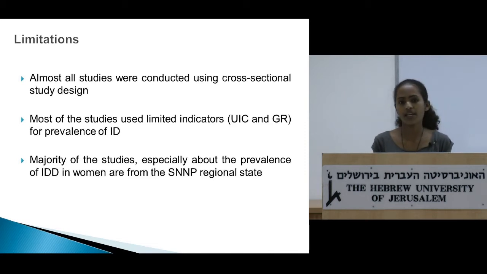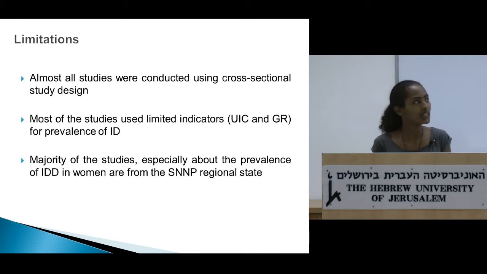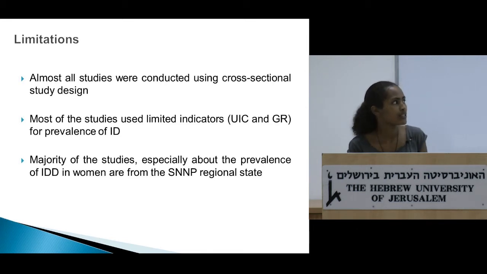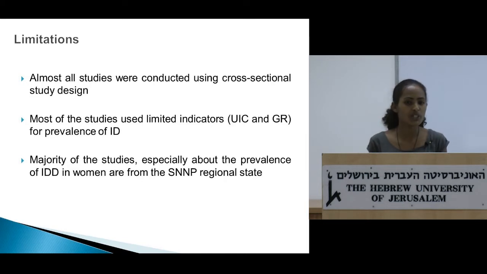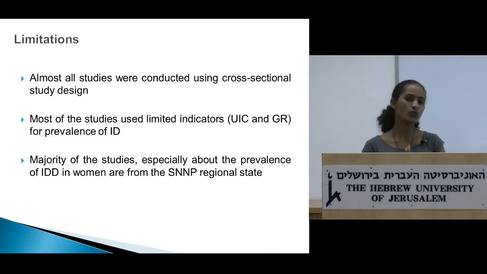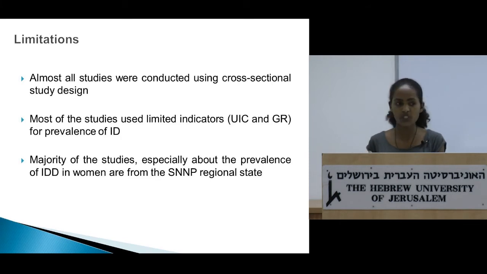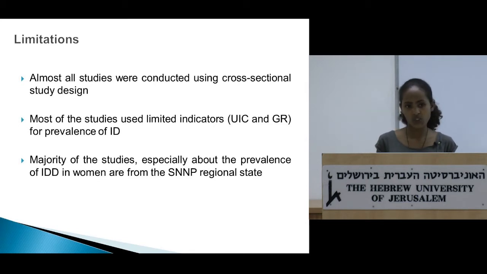And the second thing is most of the studies use urinary iodine concentration and goiter rate as an indicator for the prevalence of iodine deficiency in the country. But those indicators don't provide direct information about thyroid function. And the other point is that most of the studies, especially on women, are from the southern part of the country. So it is difficult to say something about the iodine deficiency problem of Ethiopia because it's specifically from one regional state, so it doesn't represent the other regional states.